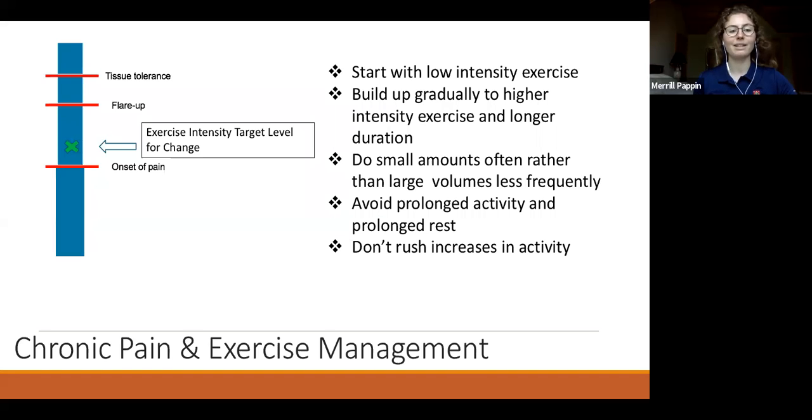And then we have 3 red lines. The first one at the bottom is the onset of pain. So that's your pain threshold. We have a flare-up line, and then at the very top, we have tissue tolerance or tissue damage. So that's the actual amount of stimulus that would need to happen to your body for you to, for example, break a bone or something like that.